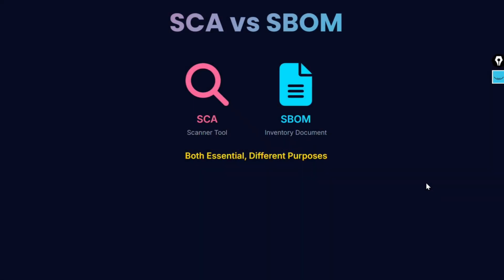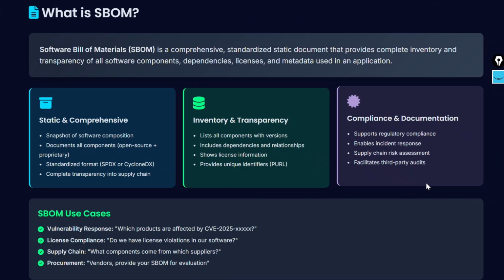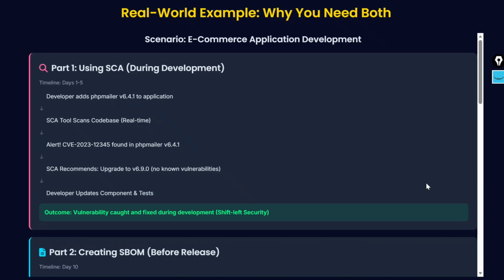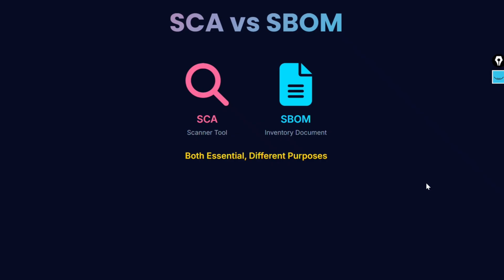Here in this particular video, we are going to discuss SCA and SBOM. What makes the difference? SCA versus SBOM. First, we will be discussing SCA, later SBOM, and later a side-by-side comparison. And by taking one real-world example, we will be discussing why exactly both are required. Both their essentials as well as purposes might be different. So that is the reason we are going to discuss this in this particular video.